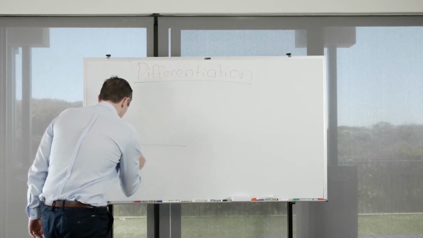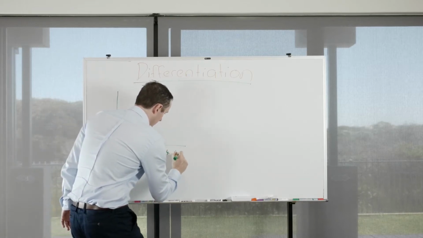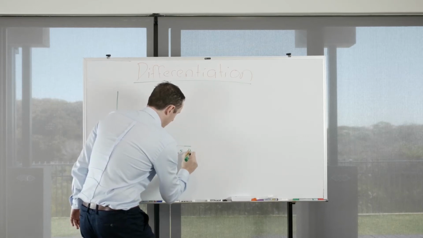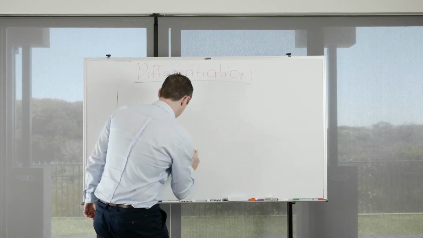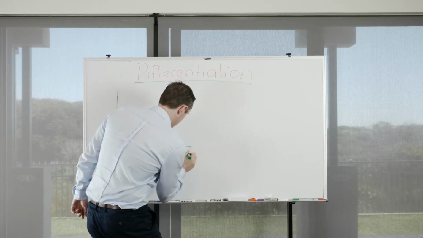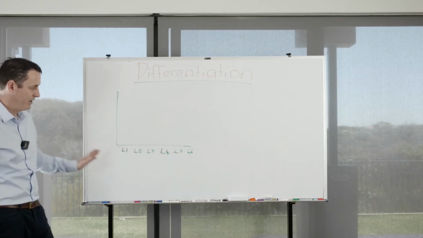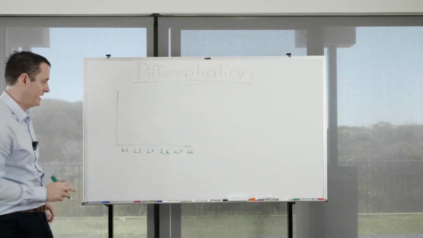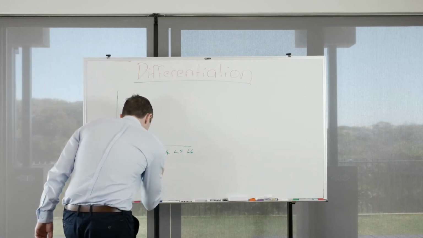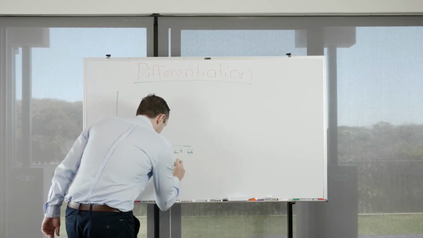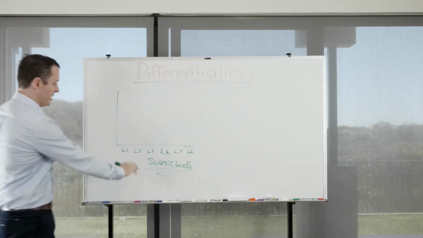Now let's call this level 1, level 2, level 3, level 4, level 5. I'm going to do level 6 as level 6. Okay, so let's assume that in a particular class there are 6 levels of ability in a particular topic. Let's say science. All right? So these are science levels. And as with a lot of my videos, I'm just making this up as I go, but you get the idea.